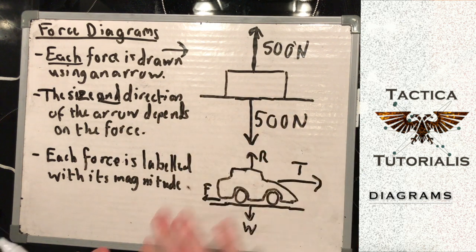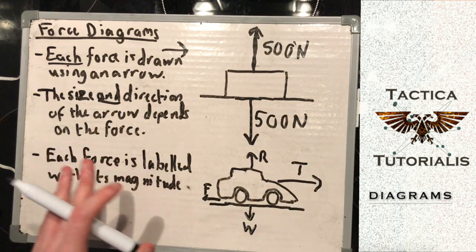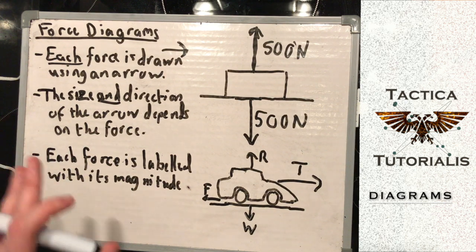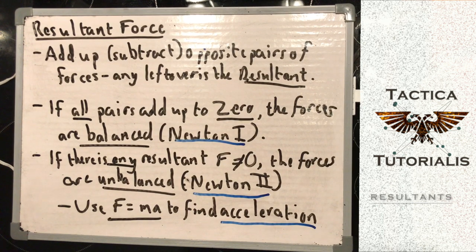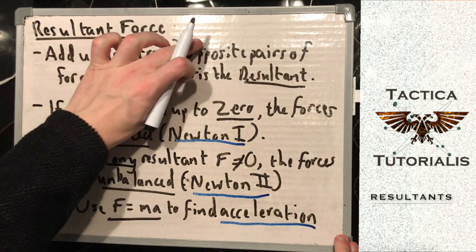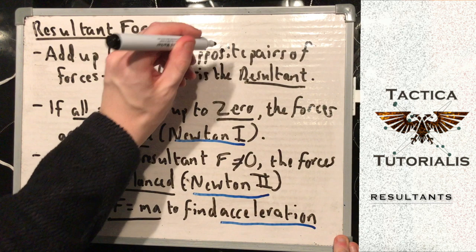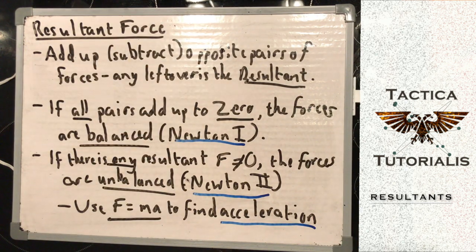Once you've drawn your diagram, you can then move on to calculate resultant force, and that's where Newton's laws start falling into place. So, resultant force, this is what we actually use force diagrams for. Once we've drawn our arrows on our force diagram or our free body diagram, we add up all the opposite pairs of arrows, and I do mean opposite.